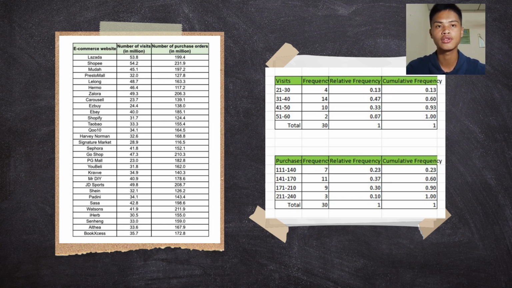The cumulative frequency uses the same formula as for the visits. The first range will still stay the same, 0.23. The second range, when you add the first and second, will become 0.60. And the third range, after you add the three ranges, will become 0.90, and the last range, which is the fourth range, will become 1. So the final answer is also 1.